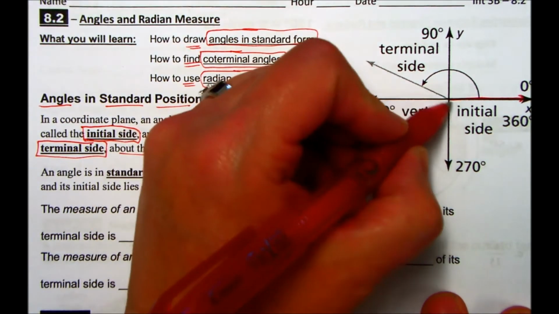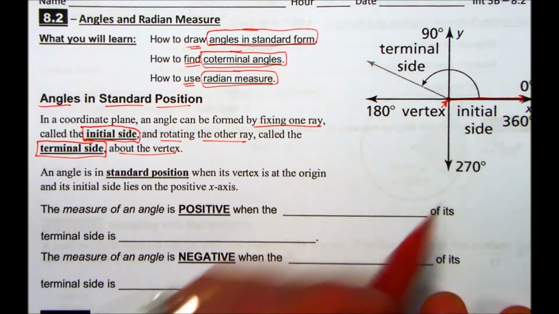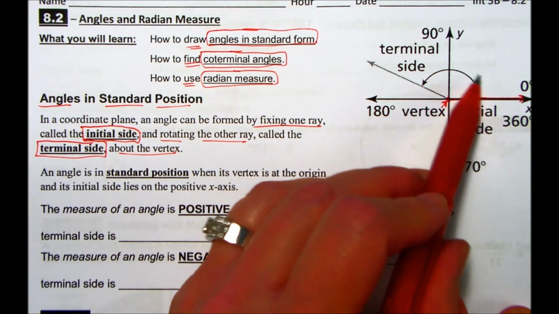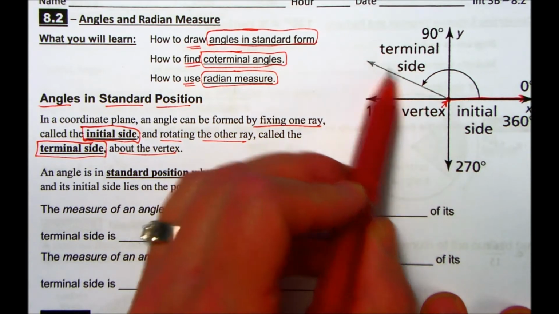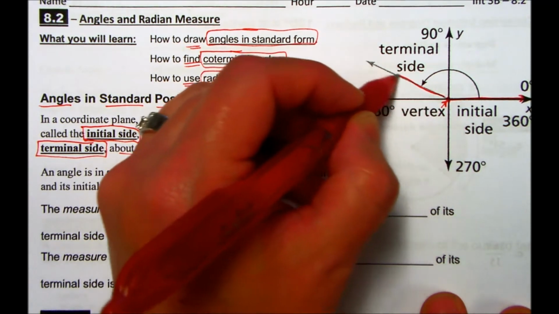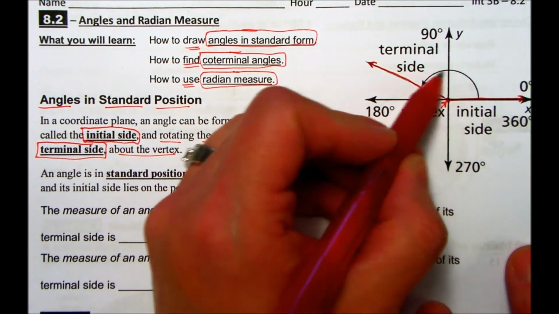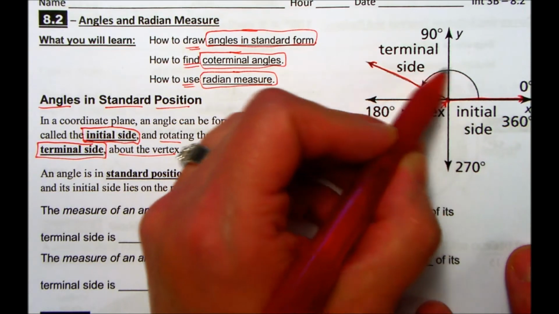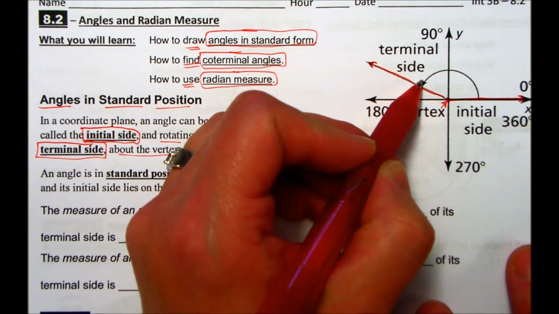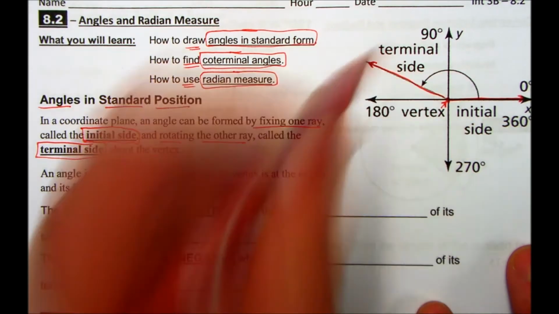So this point here is our vertex. And then if you rotate it, this is called the terminal side. So we've got the initial side and the terminal side. And we're going to be drawing these arcs here to represent the amount of rotation that we are making. So this is representing the rotation.